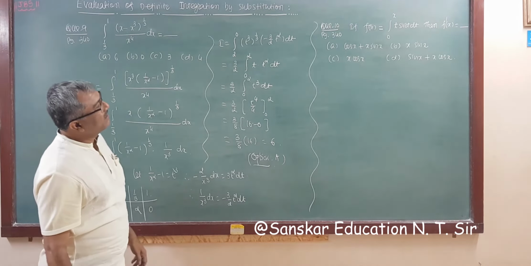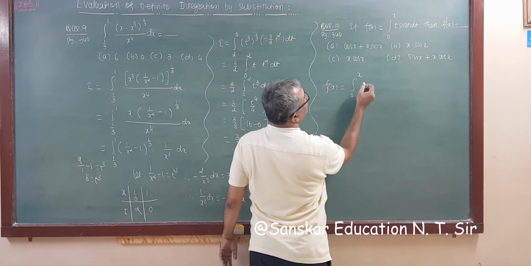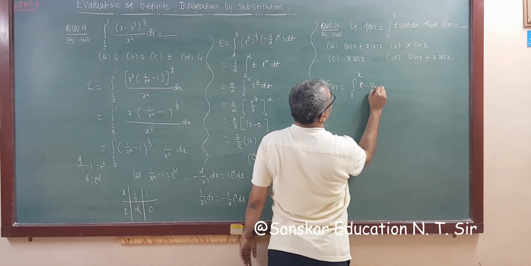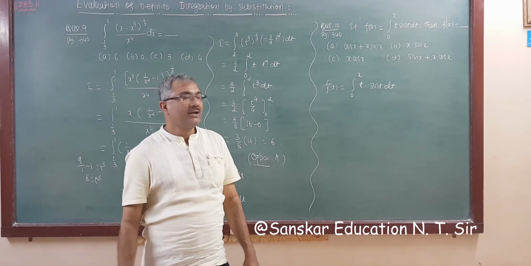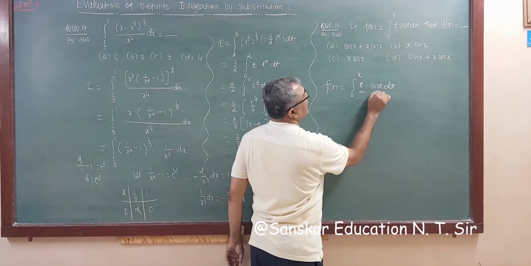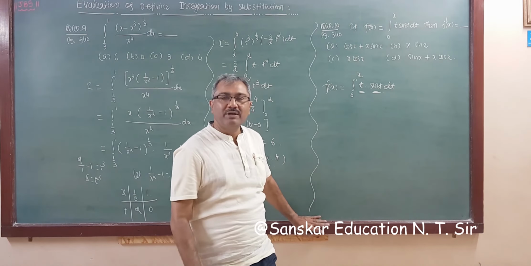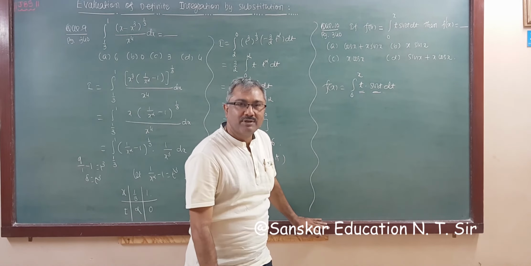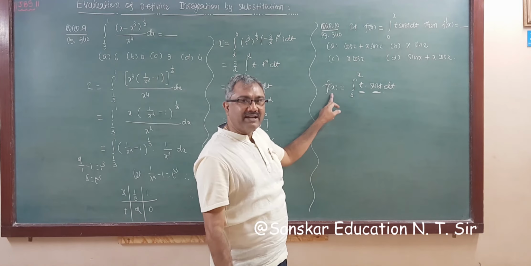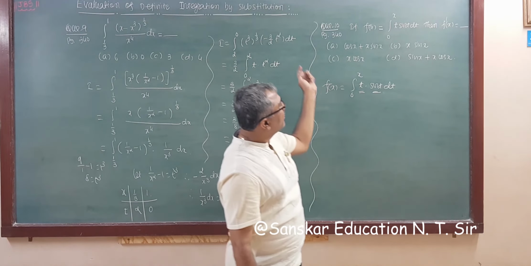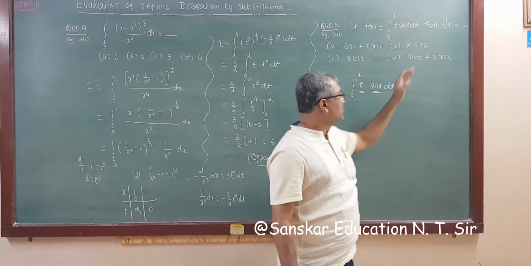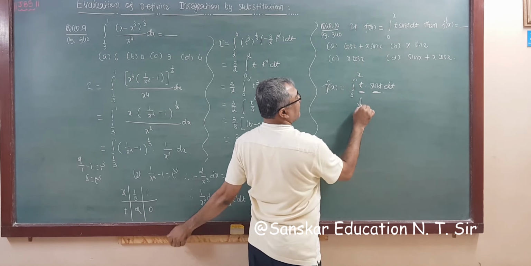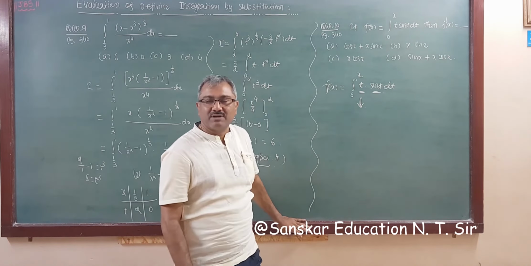Now this f(x) is given. f(x) is equal to integration 0 to x of t into sin t dt. So what you have to do? Apply the u into v integration by parts rule. Then get the value of f(x), and after getting f(x) you have to differentiate that function, that is f dash x, right? So I am not going to solve this equation by using this method.